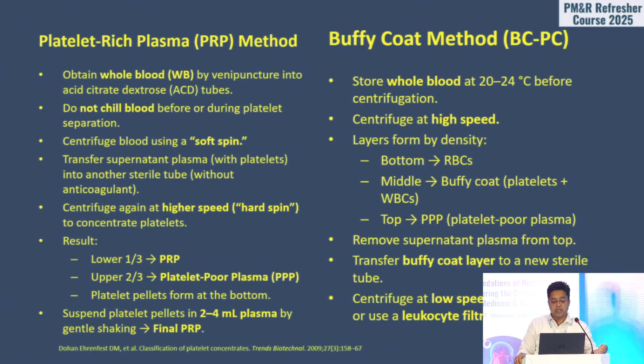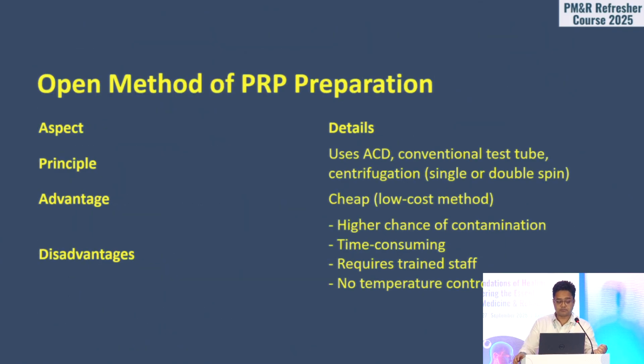In the Buffy coat method, store whole blood at 20 to 24 degrees centigrade before centrifugation. Centrifuge at high speed, and layers form by density. The bottom is RBC, the middle is Buffy coat, and the top is PPP, platelet poor plasma. Remove the supernatant plasma from the top and transfer the Buffy coat layer to a new sterile tube. Centrifuge at low speed to separate WBC, or use a leukocyte filtration filter.